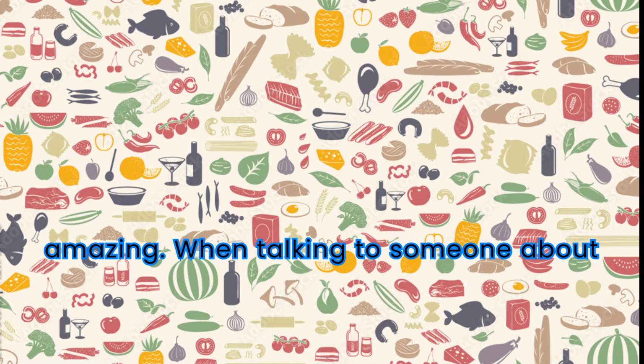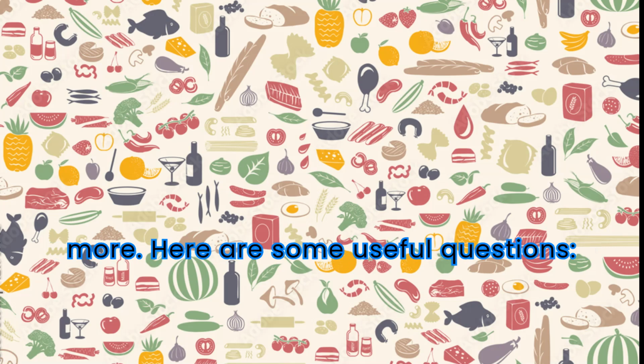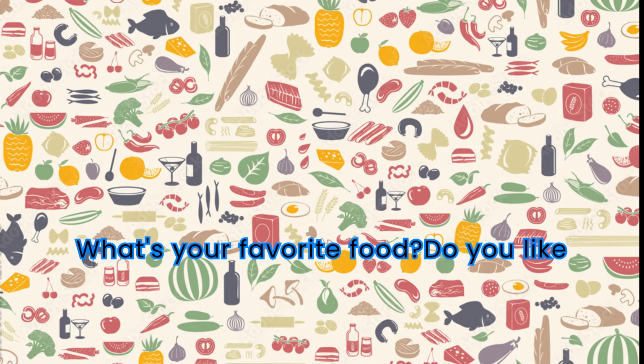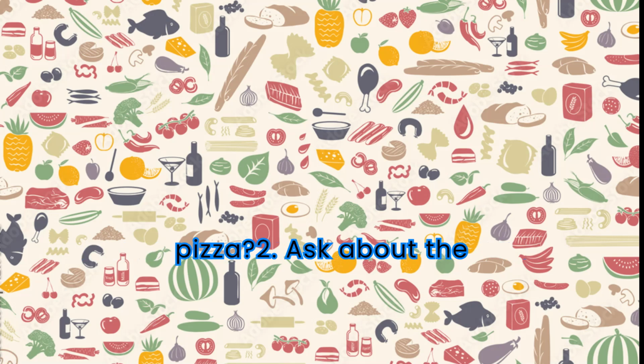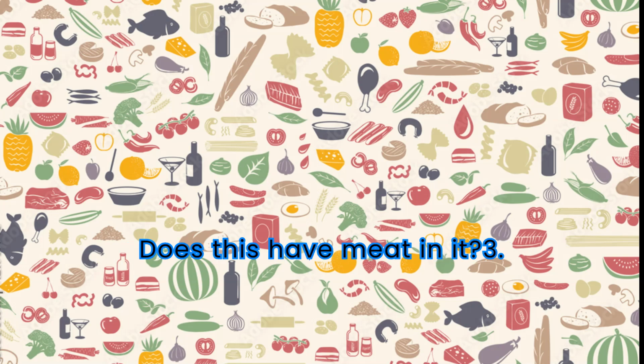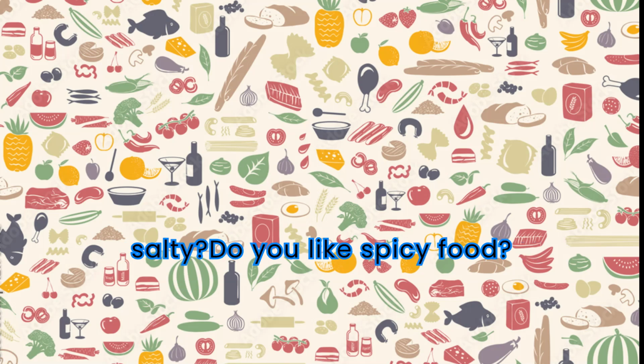When talking to someone about food, you can ask questions to learn more. Here are some useful questions. 1. Ask about their favorite food. What's your favorite food? Do you like pizza? 2. Ask about the ingredients. What's in this dish? Does this have meat in it? 3. Ask about the taste. Is it sweet or salty? Do you like spicy food?